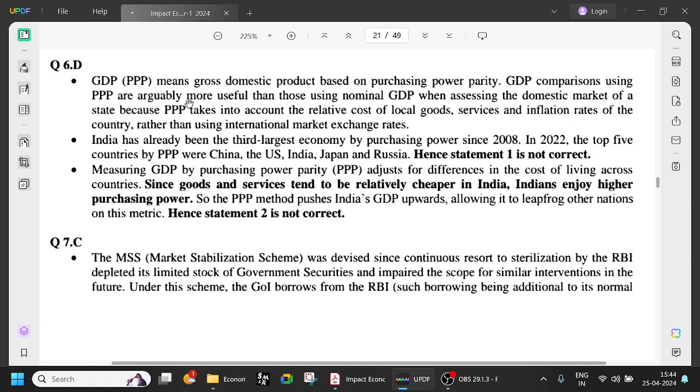So GDP based on PPP is better than nominal GDP. Rather than taking the face value, it is better to take the purchasing power, because it takes into account the cost of local goods, services, and inflation rates, everything, rather than using international market exchanges. So it's not saying $1 is equal to 80 rupees. No. Purchasing power, if you see, $4 is equal to 80 rupees, approximately. I'm saying what you can buy with that, what you can buy with this. So it takes into consideration the cost of local goods, services, inflation rates, etc.